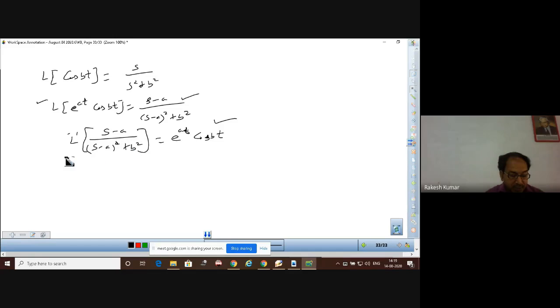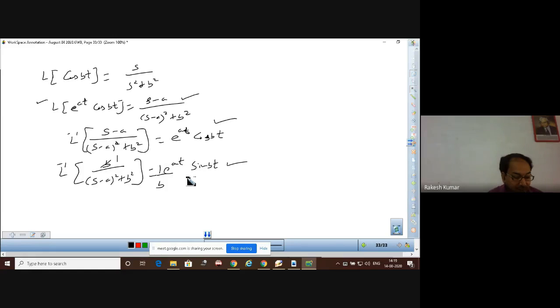And on a similar pattern, we can also write down the formula for sine. So it is (s minus a) whole square plus b square, and the inverse comes out to be e raised to power at sine of bt. Because b is a constant, you can take this b out, and it will go to the denominator. So the formula can be rewritten like this also. So this is the formula for sine bt.